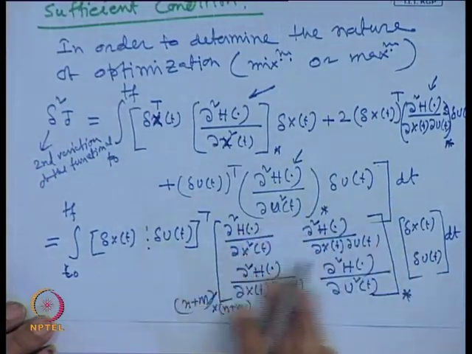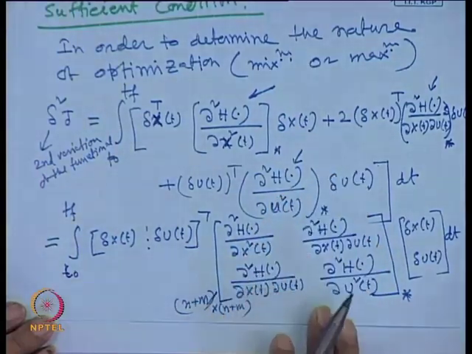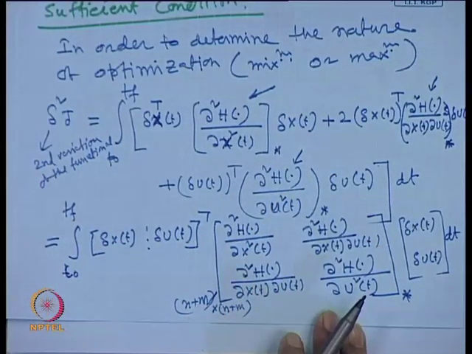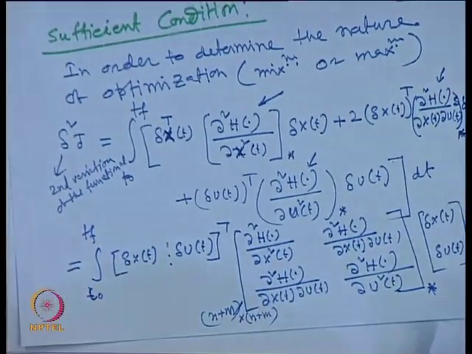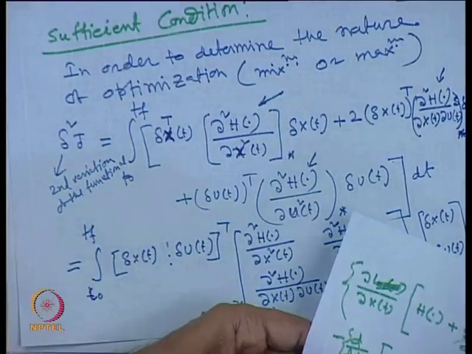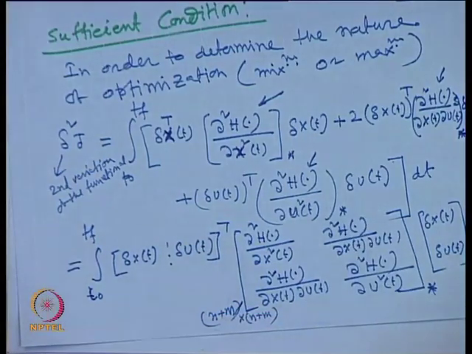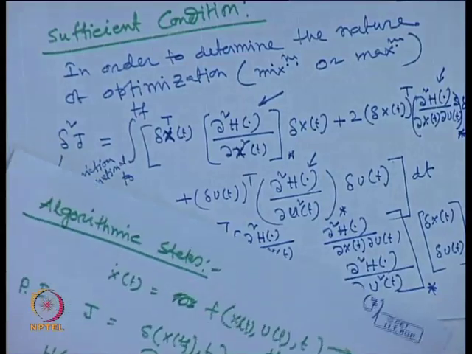If it is a positive definite matrix, then the functional value is minimum, and at what point? Along the trajectory u star and x star. Once you find u star, you can find x star also, and that is the optimal trajectory that we obtain by solving the equations, as we have just mentioned, the algorithmic steps.